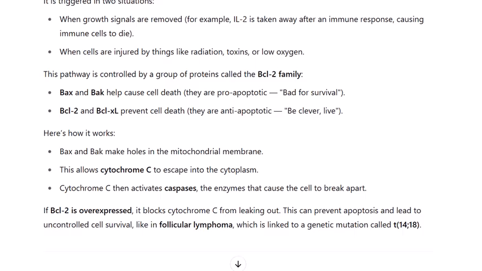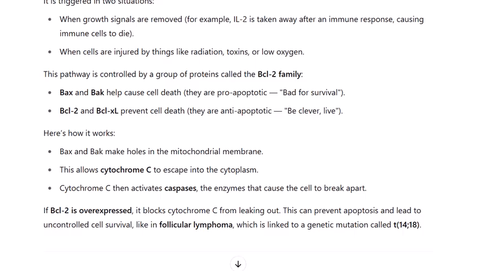If BCL2 is overexpressed, it blocks cytochrome C from leaking out. This can prevent apoptosis and lead to uncontrolled cell survival, like in follicular lymphoma, which is linked to a genetic mutation called t(14;18).